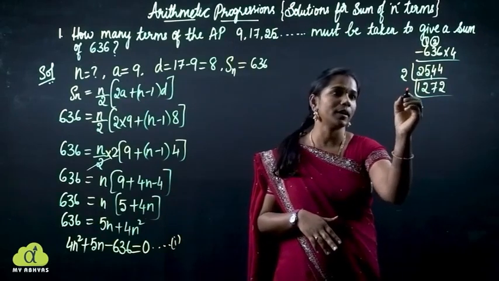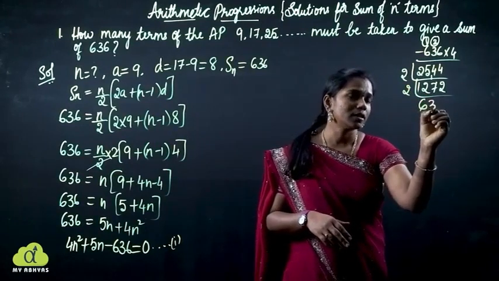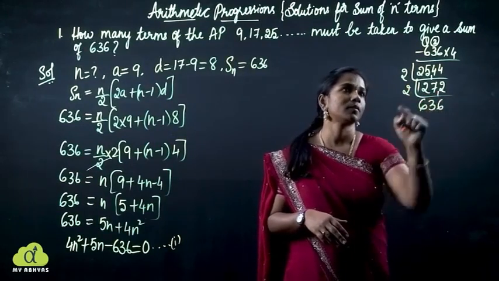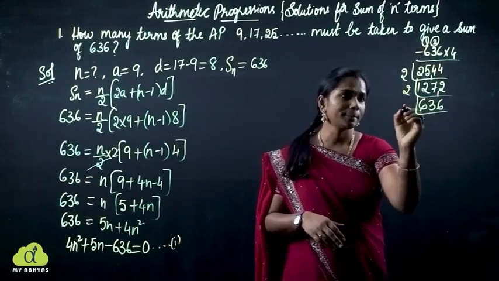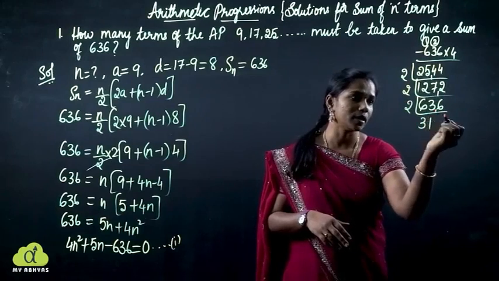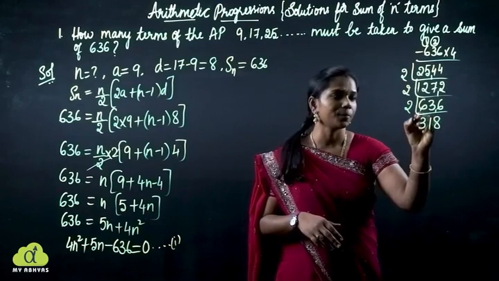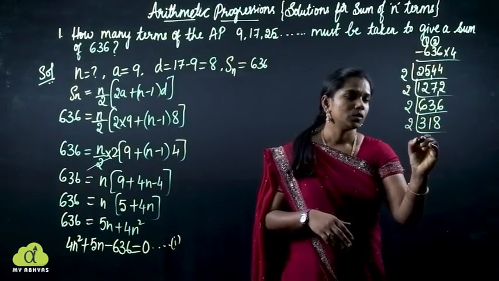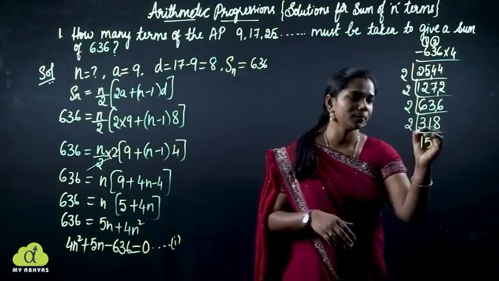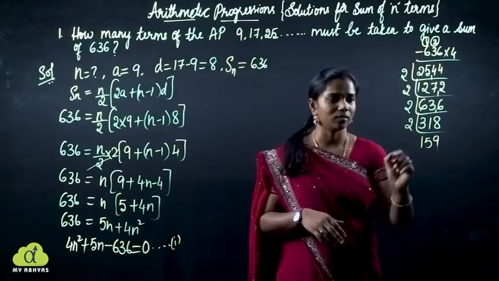So moving ahead. It is 2. 2 6s are 12. 2 3s are 6. 2 6s are 12. Yes. Go ahead again. It is 2. 2 3s are 6. 2 1s are 2. 2 8s are 16. Again 2, 15s are 30. Yes, no? So it is 159. 2 9s are 18.